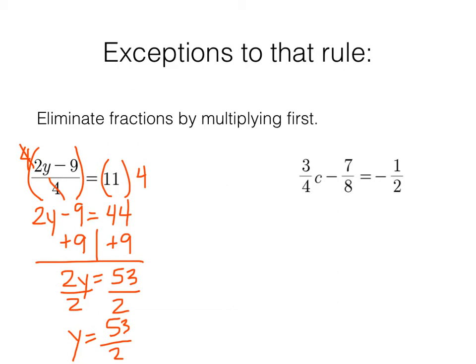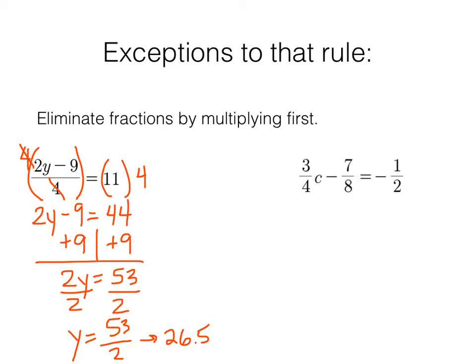If I was dealing with a consumer application, I would want to go ahead and actually make it 26.5, depending on what we were talking about. But 53 halves is the exact answer I want to see, or the answer that I'd like to see when you do something like this in class. We'll go back and check that real quick.